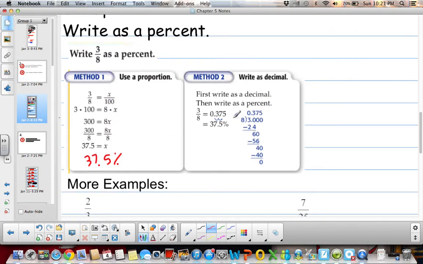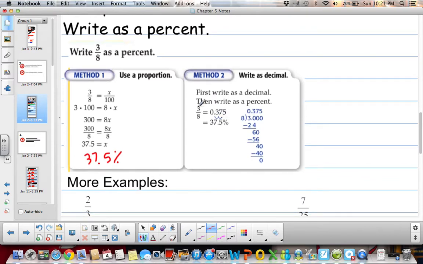The other way that we can do it is we can simply just take 3 and divide it by 8. Not 8 divided by 3, but you would do 3 and you would divide it by 8, and you would come up with 0.375. So that's our decimal, 0.375. Then we move it over 2 to the right, and we get 37.5%.